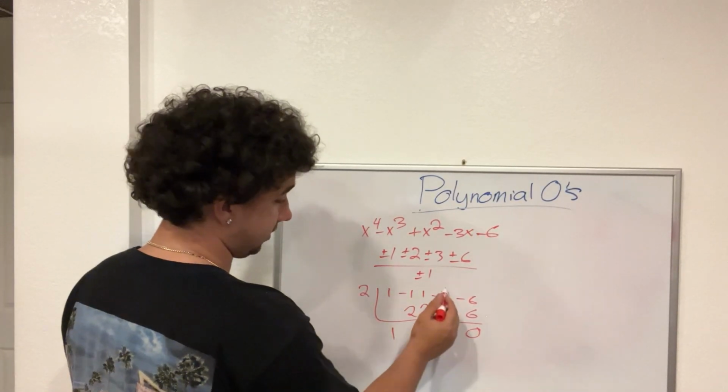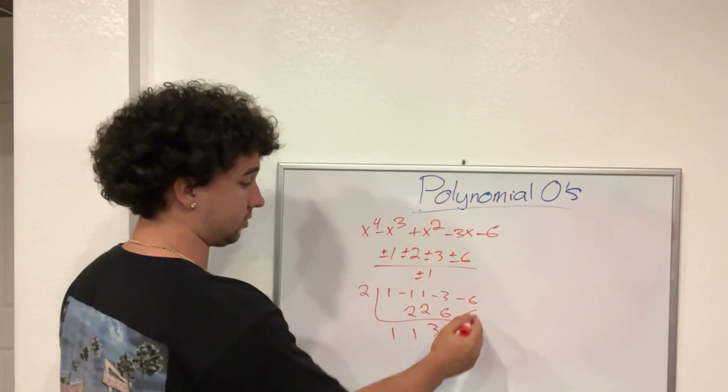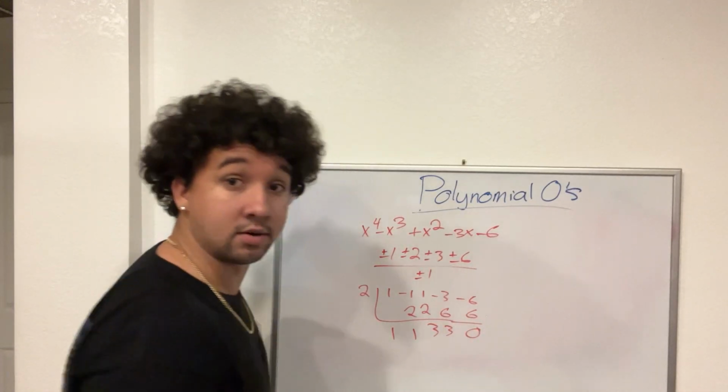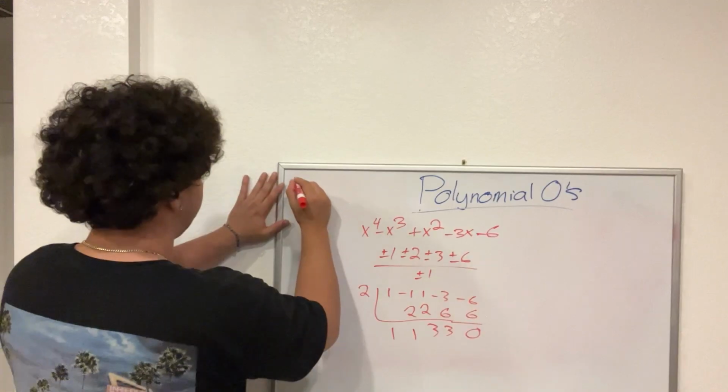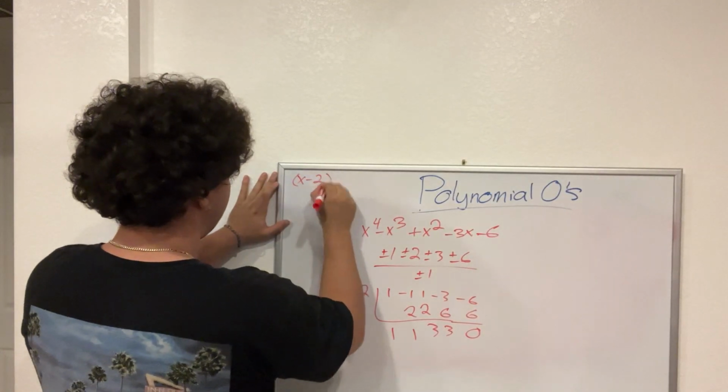2 times 3 is 6. Negative 3 plus 6 is 3. 2 times 3 is 6. Negative 6 plus 6 is 0. I found my 0. So I'm going to put x minus 2 up here. What does that give me?